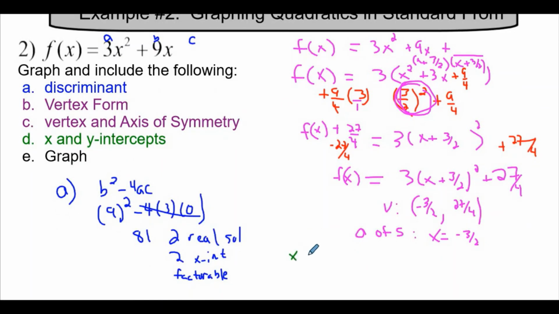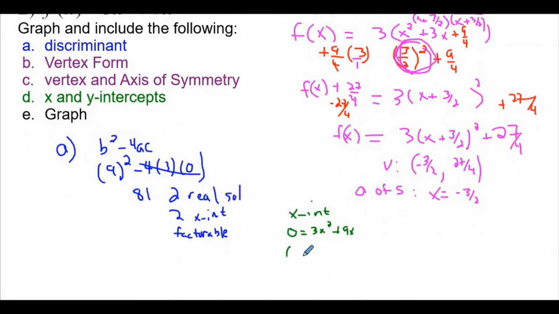So to find the x-intercept, we're going to set the problem equal to 0 and use GCF factoring. And when you do GCF factoring, one of your answers will always be (0, 0), which is really important for the next step as well. So we're going to take out the common 3 and the common x by dividing. So 3x squared divided by 3x is x, and 9x divided by 3x is 3.